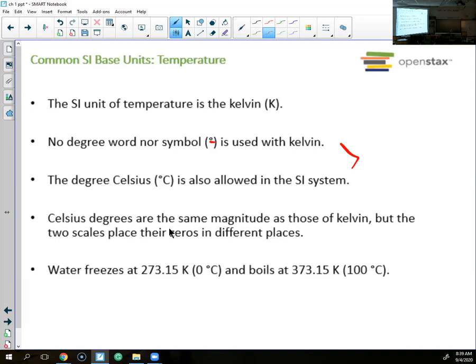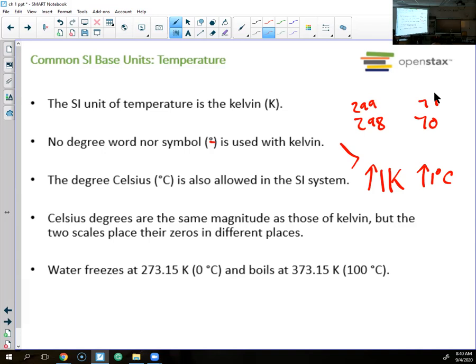Here's what's kind of cool. Celsius degrees are the same magnitude as those of Kelvin, but the 2 scales place their zeros in different places. So what that means is if I raise the temperature of water 1 Kelvin, then I would also be raising it 1 degree Celsius. But that liquid would not be at the same temperature. So one would be, let's say, 298, and then one would be 70, and one would go to 299, and one would go to 71. Okay, the change is the same, but the temperature is not.